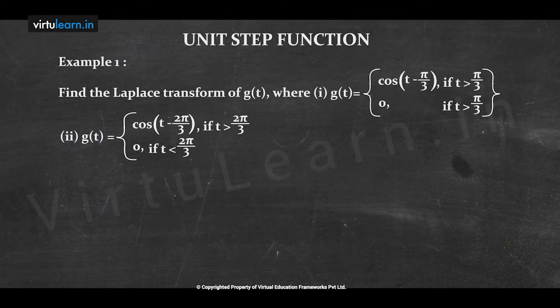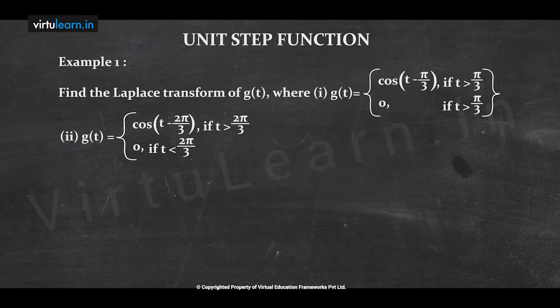Now first form, recall the statement once again. Laplace transform of f of t equal to f bar of s, and g of t is f of t minus a. Now observe this one, g of t equal to cos of t minus pi by 3. T minus a value is pi by 3. The answer for this one is e power minus as into f bar of s, actually according to second shifting theorem. Here we have two types of second shifting theorems. One is second shifting theorem and another form of second shifting theorem. I am talking about second shifting theorem.